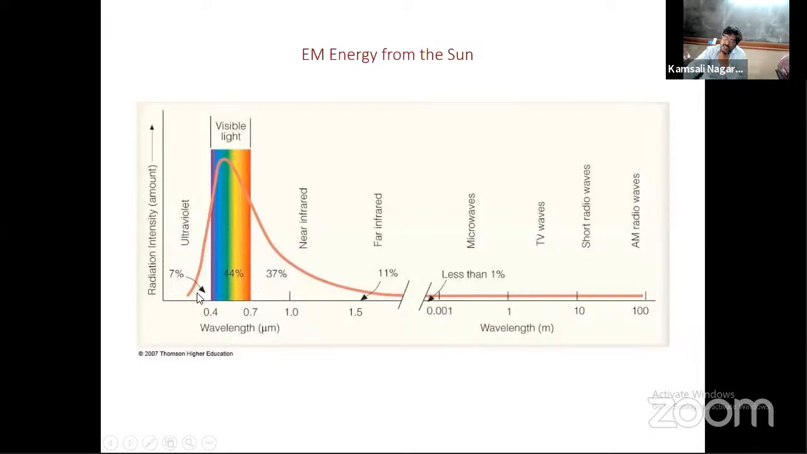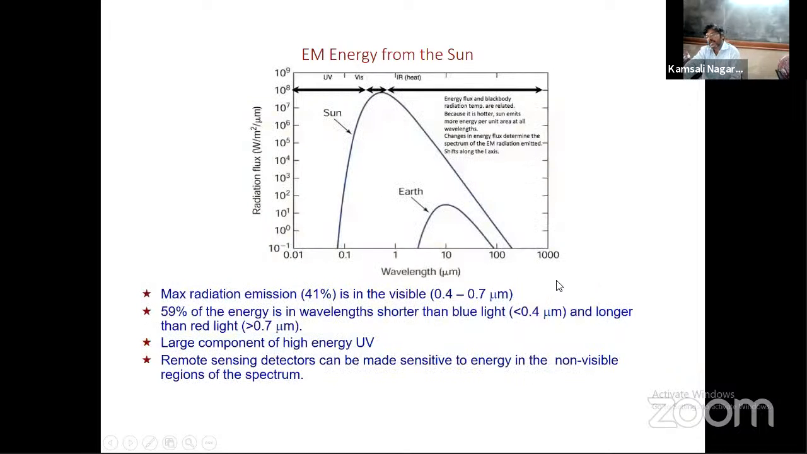The sun emits less than 7% in the ultraviolet, about 44 to 49% in the visible, 37 to 39% in the near infrared, 11% in the far infrared, and less than 1% in microwave, TV, short waves, AM radio waves, everything. It scans from about 0.001 micrometer at the lower side to more than 100 meters. The energy from the sun is distributed in such a way.